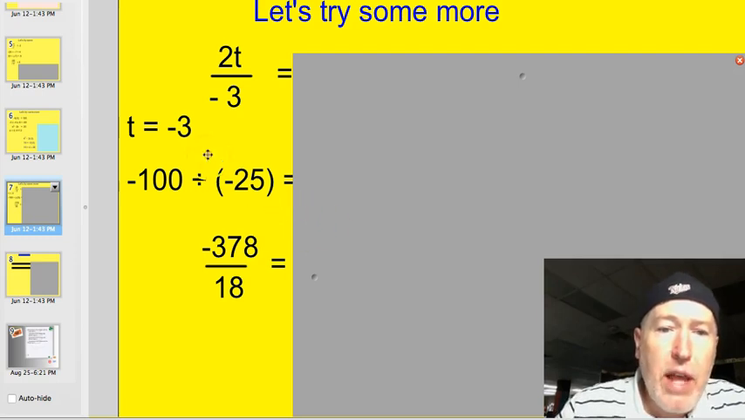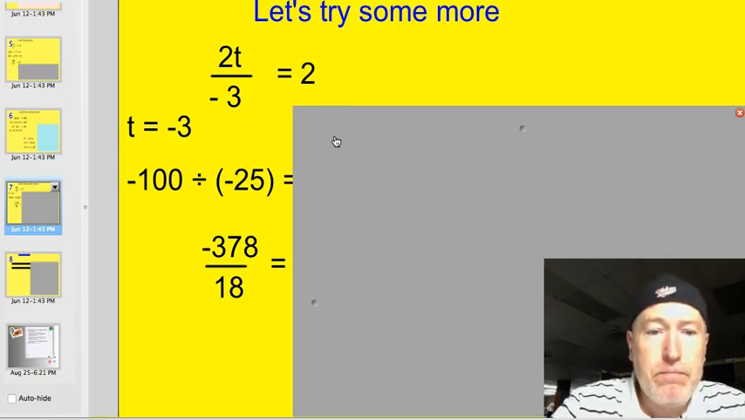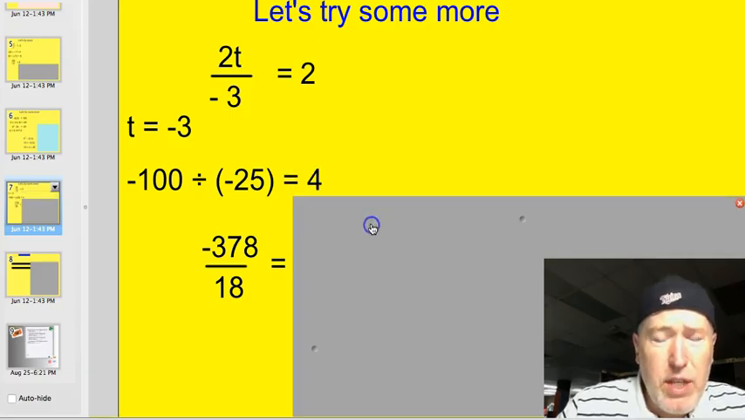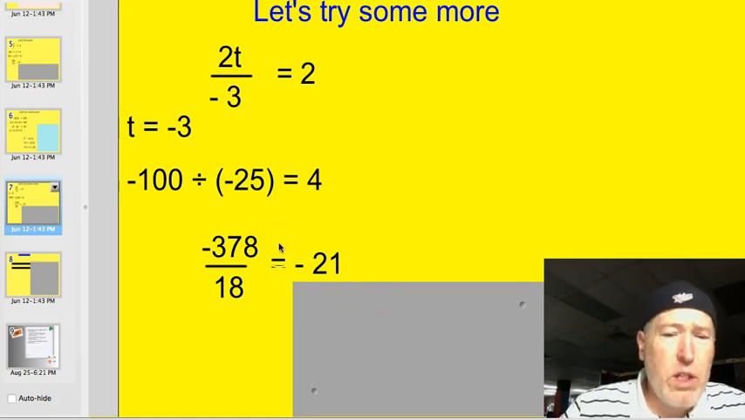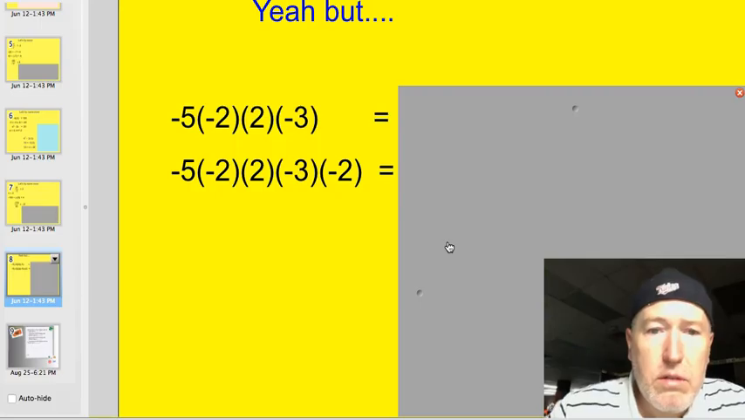Okay, if you substitute in that negative 3, you have negative 6 divided by negative 3, which is 2. Try these other two. You can use a calculator if you need to. Okay, well, 100 divided by 25, that's 4, and I've got 2 negatives, so yeah, that's a positive 4. And this last one, well, it's going to be a negative answer, right? A negative 21, because we have a negative divided by a positive. All right, a couple more. Try these two. Yikes.